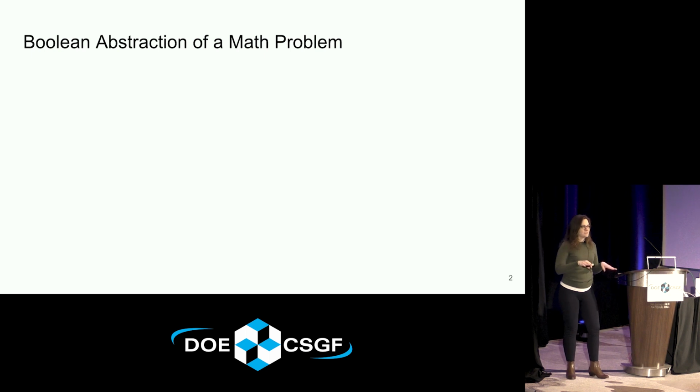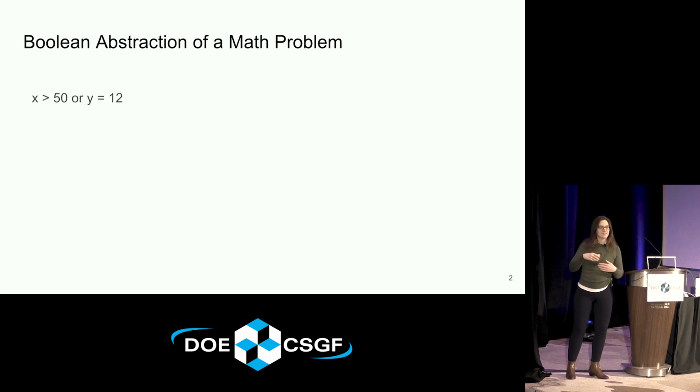So how do we make a Boolean abstraction of a math problem? Let's say you have some math you want to do, and you know that x is greater than 50 or y equals 12. Cool. We can encode that as Boolean variables. Boolean variables can be either true or false, and we're going to have A or B. And then you want to add something else there: x plus y is greater than 100. We can encode that as another Boolean variable. Cool. So now you have a Boolean abstraction of your math problem.